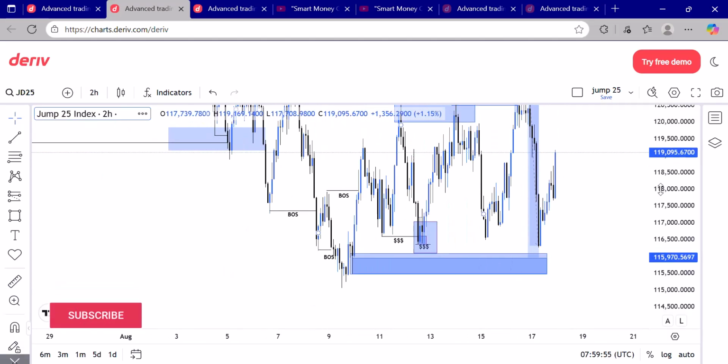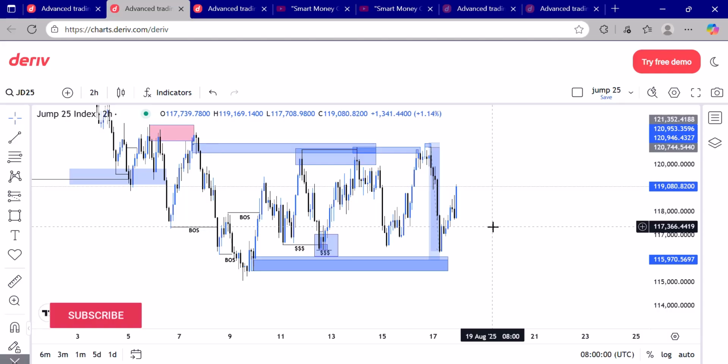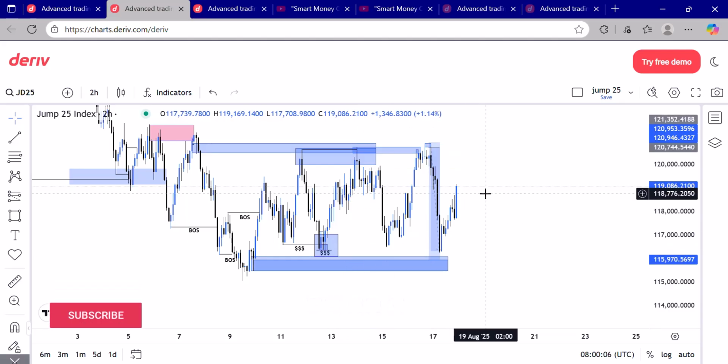Remember, we always do a top-down analysis. What do we mean by top-down analysis? Top-down analysis simply means starting from a higher time frame and going down to a lower time frame to spot a good entry. It helps you a lot, so you don't just go to any lower time frame. You always start from a higher time frame and do your analysis down to a lower time frame. That's what we call top-down analysis.